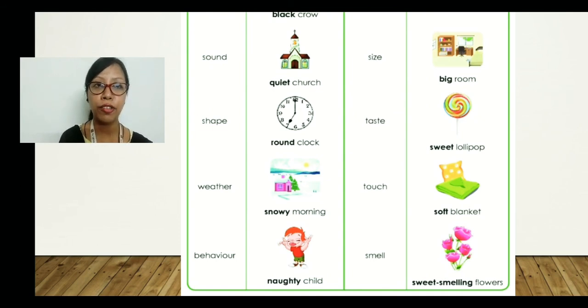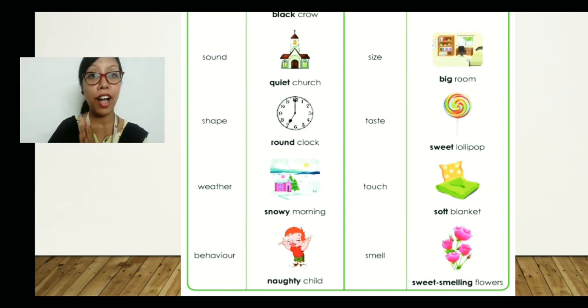Next we have the soft blanket. Until and unless we touch the blanket, we are not going to say whether it is a soft or a rough one. Therefore, with the quality of touch, we can say that it is a soft blanket. The next one is naughty child. So we have to find out how the behavior of the child is. Then only we can say whether it is a naughty child or a good child or an innocent child. So the behavior is the quality here.